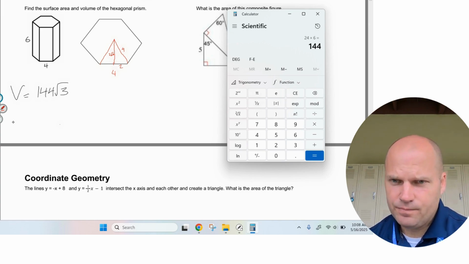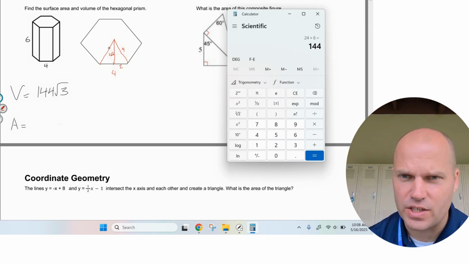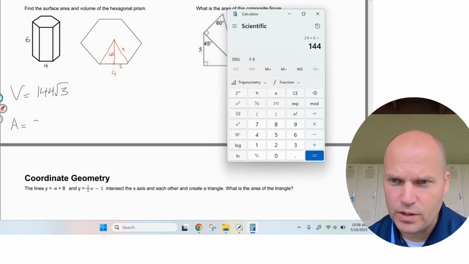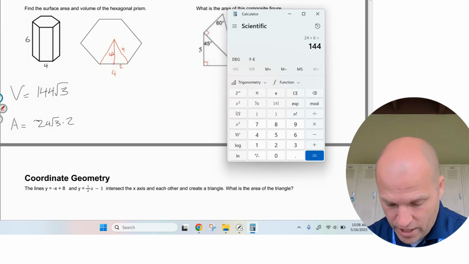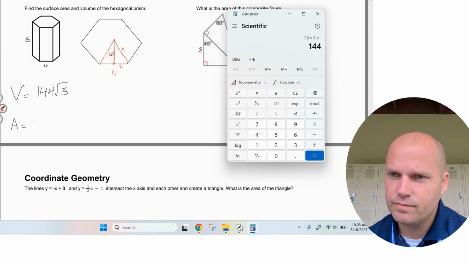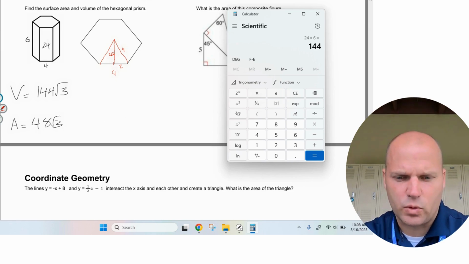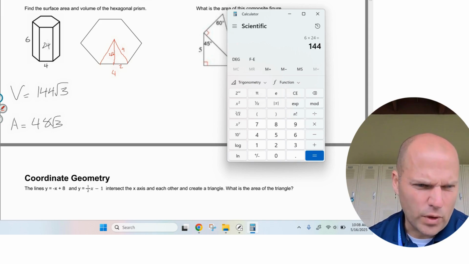The surface area is 2 of these guys and then 6 of the 6 by 4. So 2 of these guys are 2 of the 24 root 3s. 24 root 3 times 2 is 48 root 3s. So I have 48 root 3s. But then I have the 6 rectangles which have an area of 24. So I have 6 times 24, and that is 144.